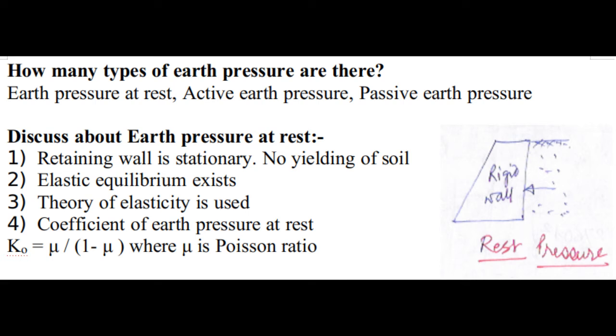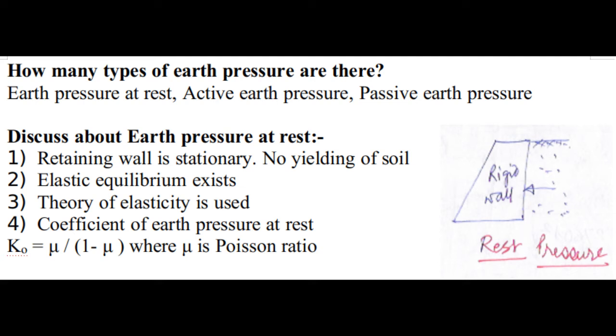Now the next question is: discuss the earth pressure at rest. This part is very important for you to understand the topic, as well as when we go to the numerical part, so there also it will be helpful. First of all, I have shown the diagram at the right hand side of the earth pressure at rest. In this case, the retaining wall is stationary. There is no yielding of soil. Number 2, elastic equilibrium exists. Number 3, theory of elasticity is used.